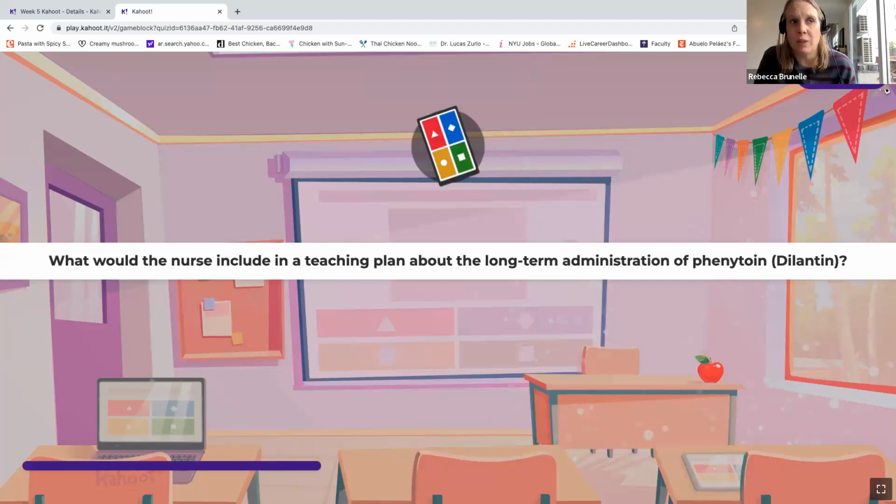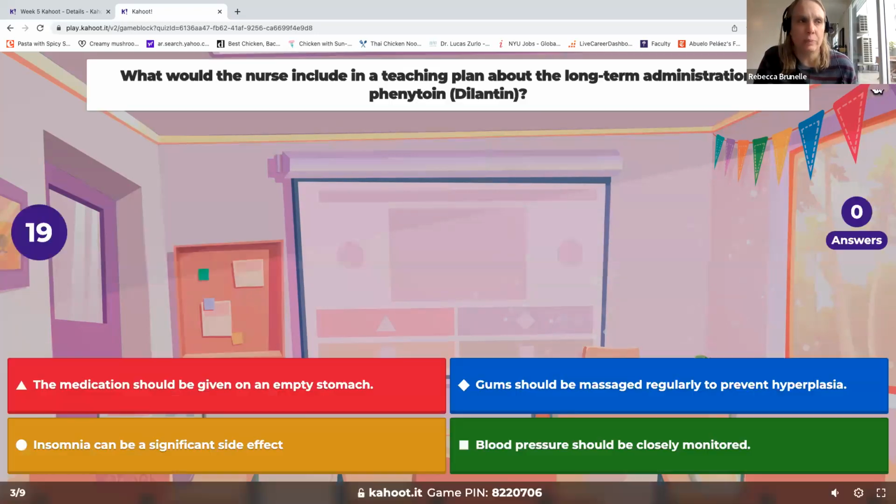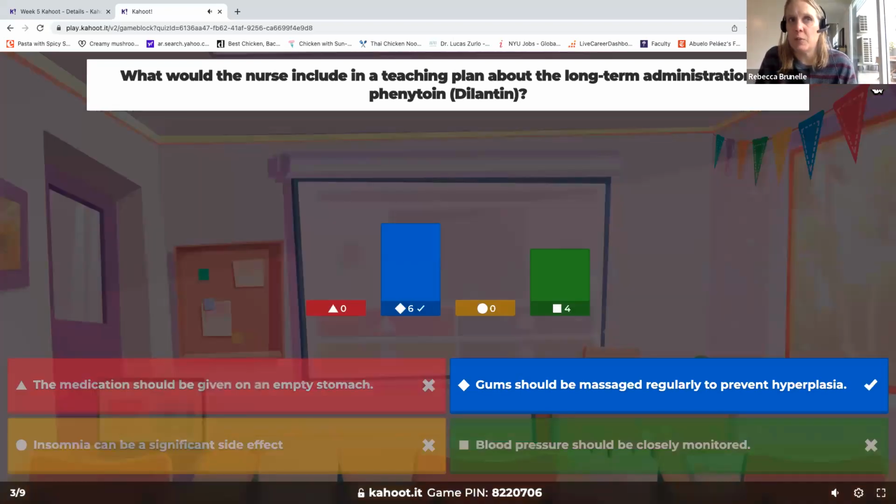So what would the nurse include in a teaching plan about long-term administration of Dilantin, which is also called phenytoin? The medication should be given on an empty stomach; it can cause insomnia; the gums should be massaged regularly to prevent hyperplasia; or blood pressure should be monitored closely. Yeah, so this one is specific to this medication. It causes that gum hyperplasia. I remember this because it's a commonly tested medication, because the side effect is specific to that medication class.